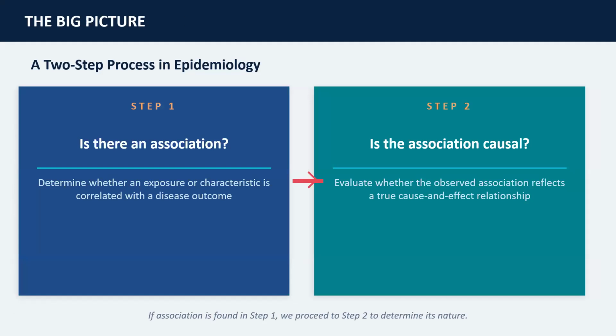A two-step process in epidemiology. Step one: is there any association? Determine whether an exposure or a characteristic is correlated with the disease outcome. Step two: is the association causal? Evaluate whether the observed association reflects a true cause and effect relationship. If association is found in step one, we proceed to step two to determine its nature.